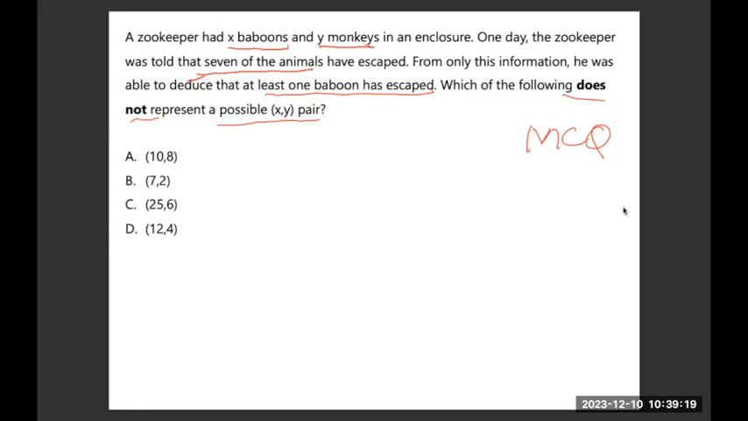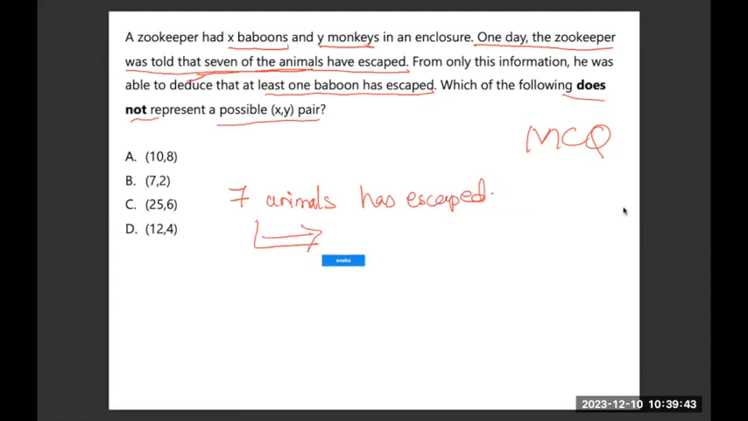This is actually very simple. See, look at this one condition. One day the zookeeper was told that 7 animals have escaped. From this information, he was able to deduce that at least one baboon has escaped.